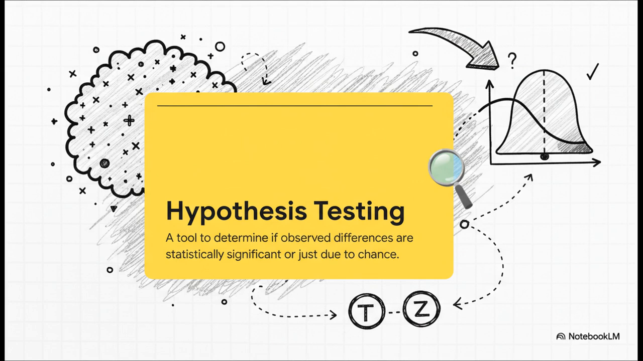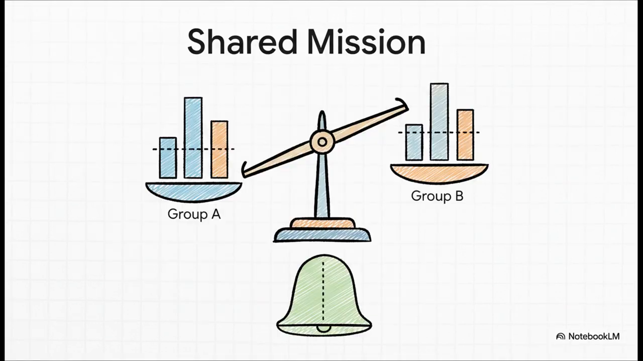For our drug company, the hypothesis is this drug works. These tests help us look at the data from those 20 patients and decide, is this a real meaningful effect, or could this have happened just by random chance? So, what's their shared mission? Well, at their core, both tests are all about comparing averages, or means. You might be comparing the average of one group to some known number, or you might be comparing the averages of two different groups to each other.